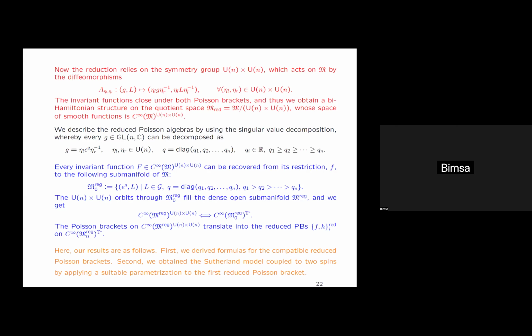where these singular values are not equal. Then again, invariant functions on the regular part will be torus invariant functions in this case, because the torus goes through this exponential and acts on L. And again, you can compute the formula of the reduced Poisson structure for functions on this gauge slice which are invariant under the torus action.